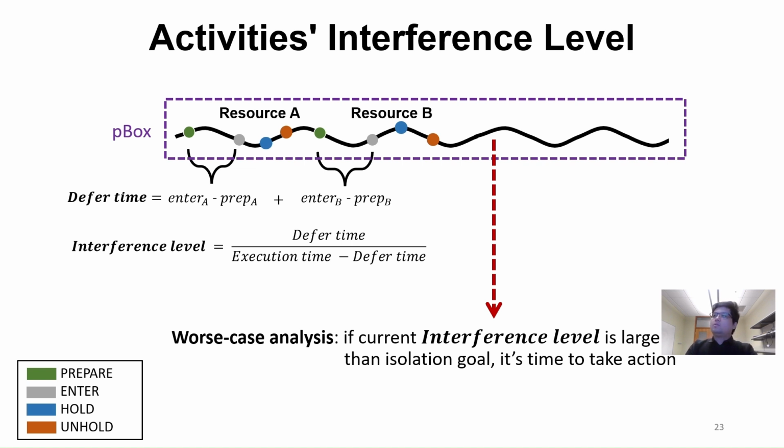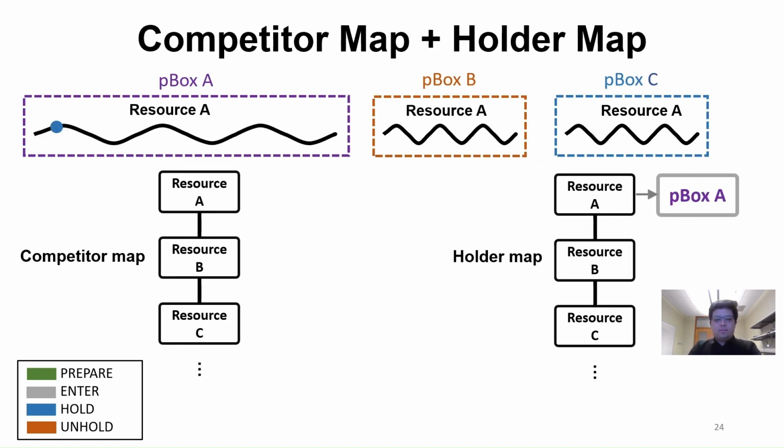Let's dive into the process of detecting intra-application performance interference. Within pBox, we maintain two maps, the competitor map and the holder map. Each of these maps maintains a list of resources.